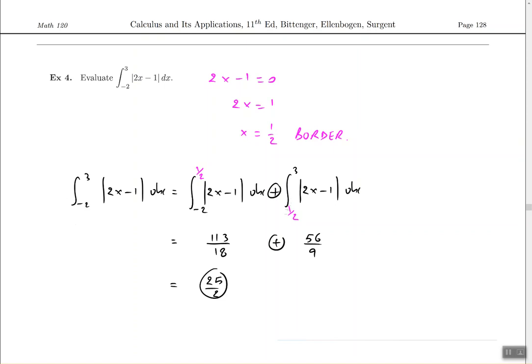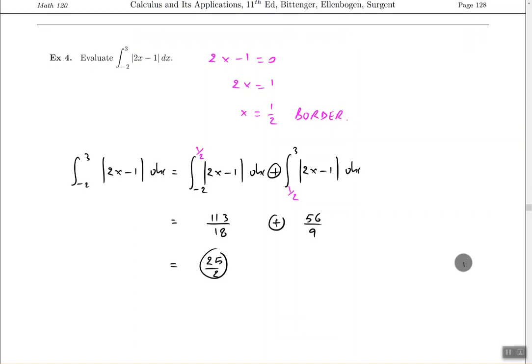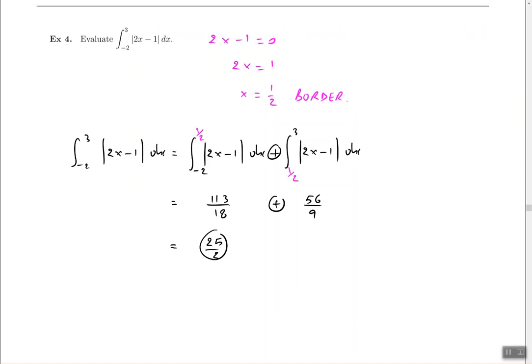So that's pretty much how we work out these absolute value problems. There's a way to do it by hand, but it's just really annoying, and I just want to save you time and headaches. So that's why I'm telling you to use a calculator for these problems.